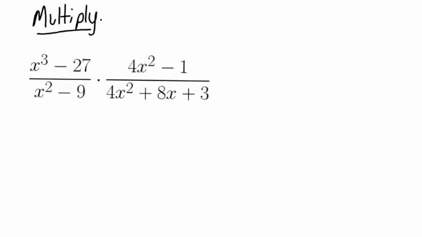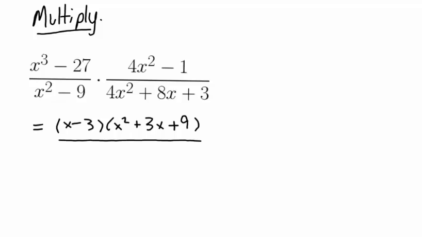Let's work through one more multiplication question. Let's begin by trying to factor every single polynomial in our numerator and denominator. We begin up here. We have a difference of cubes, x cubed minus 27. Using our difference of cubes formula, this is going to factor into x minus 3 times x squared plus 3x plus 9.